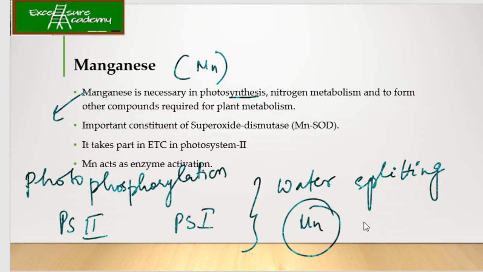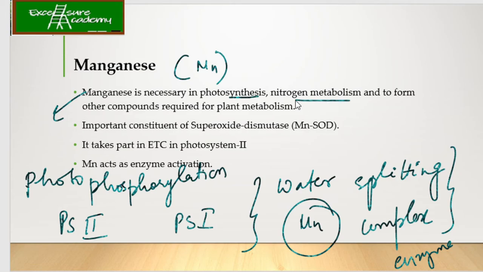So the water splitting complex is there, which is having the manganese in the center. Now this entire complex is actually acting as an enzyme which helps in the water splitting, and from there itself you actually get your oxygen released during the photosynthesis. It is not from the carbon dioxide which is taken up by the plants. It is the oxygen released from the water molecule. Okay, so we also now know that manganese is required for nitrogen metabolism and to form the other compounds which are required for plant metabolism.